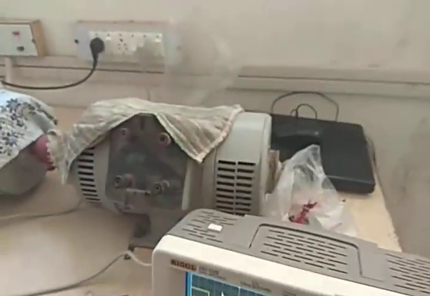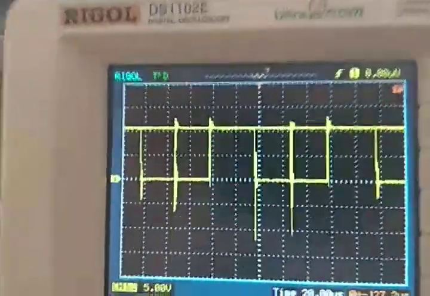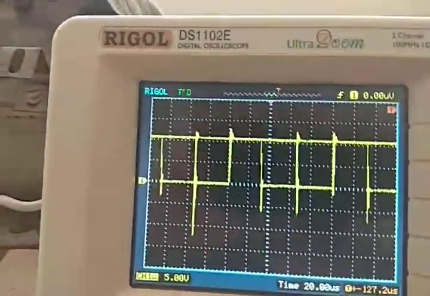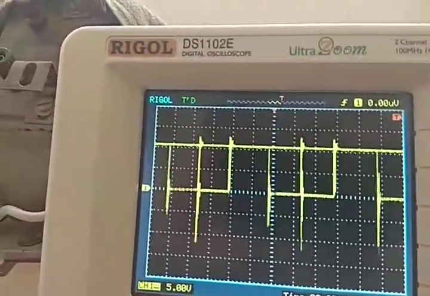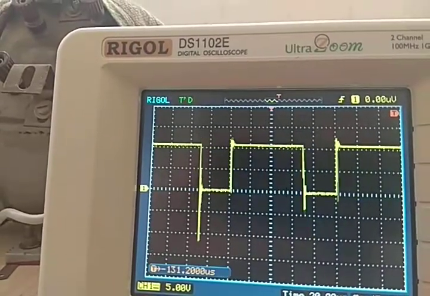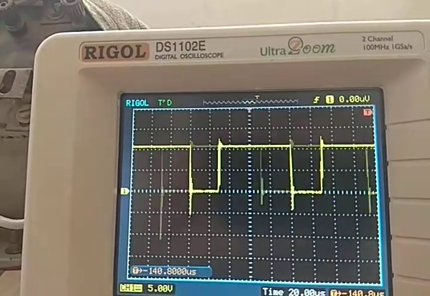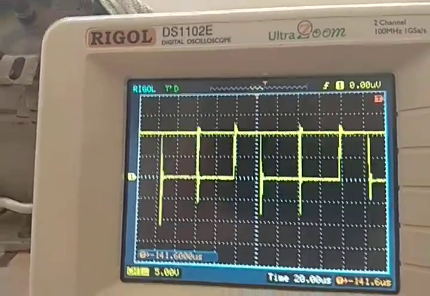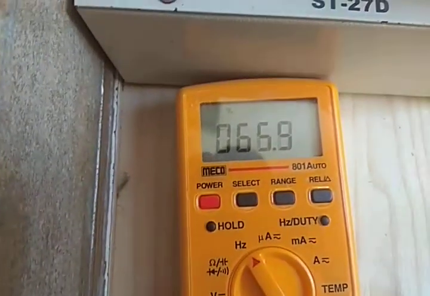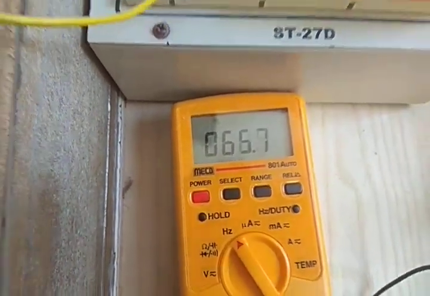Now for the varied load, you can see the duty on the CRO screen, approximately 65%. For better visualization you can see it on the digital multimeter.